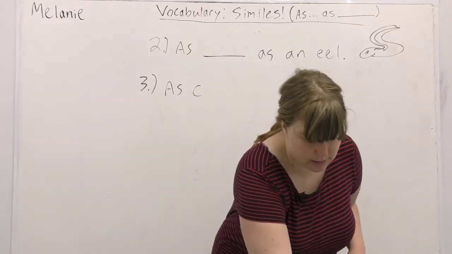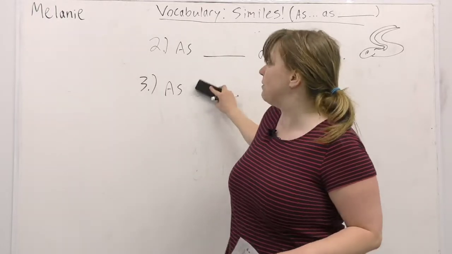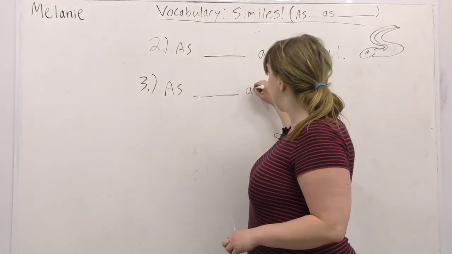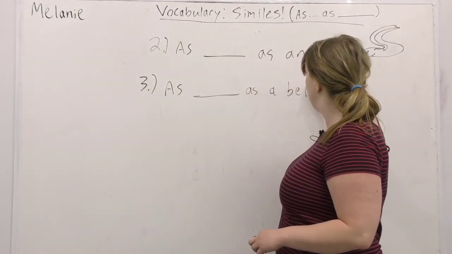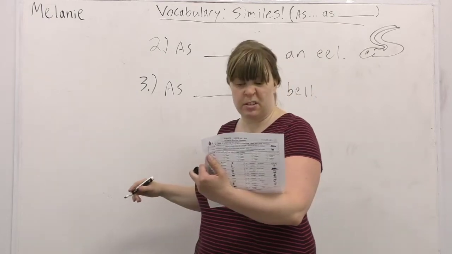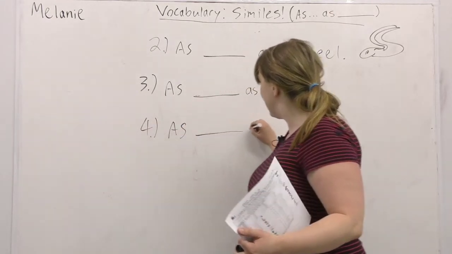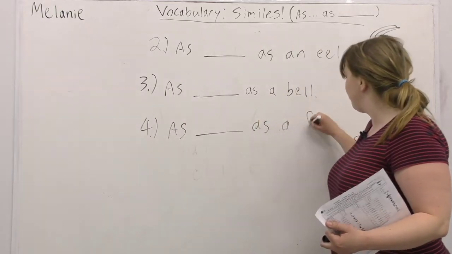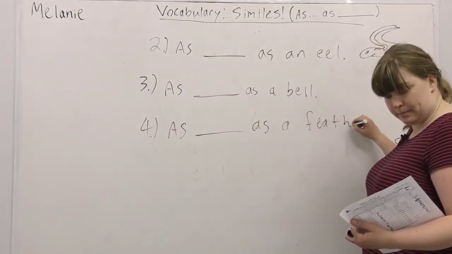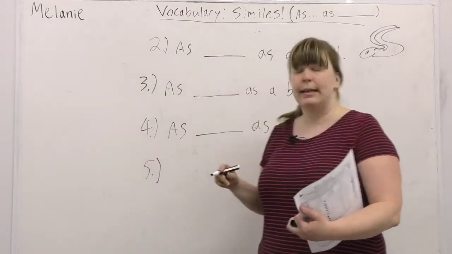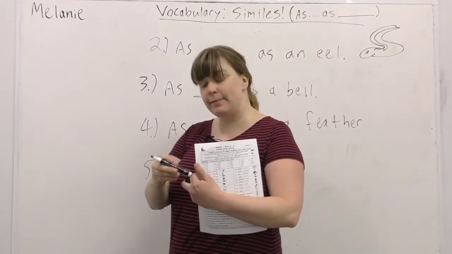Okay. This one might be tricky, but let's give it a try anyway. As something as a bell. Number 4, as blank as a feather. And number 5. Any guesses for this one?